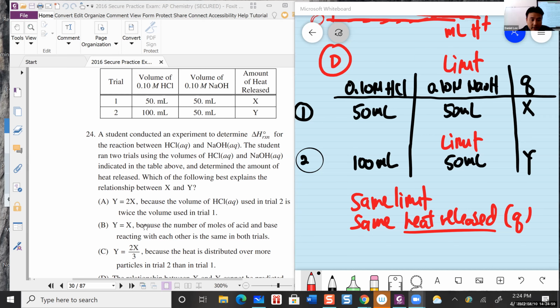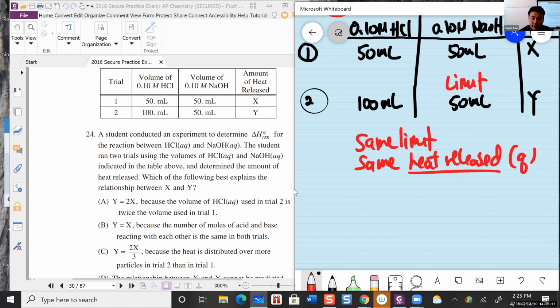X is equal to Y, because the moles of acid and moles of the base reacting are the same in both cases. The fact that you have more acid, don't care. That 100 mL is excess. You can put as much acid as you want, it's not going to change it, right? So the amount of heat released is the same. Does that make sense? Okay, now what if I use scenario number 3, when I put 100 mL for both, then?